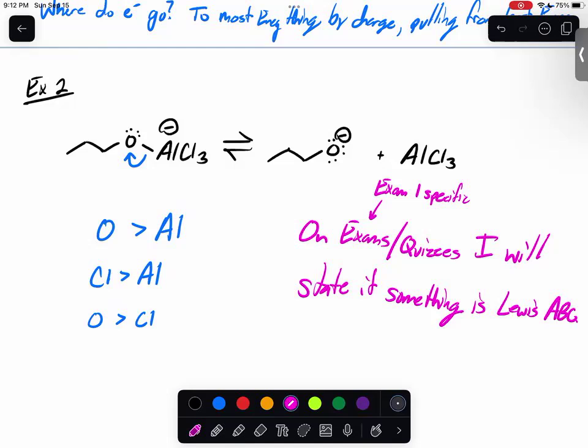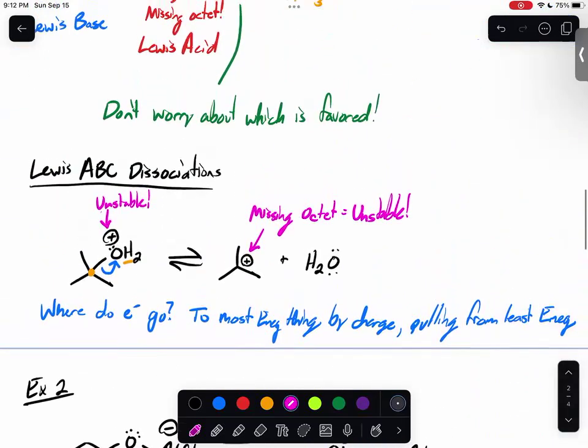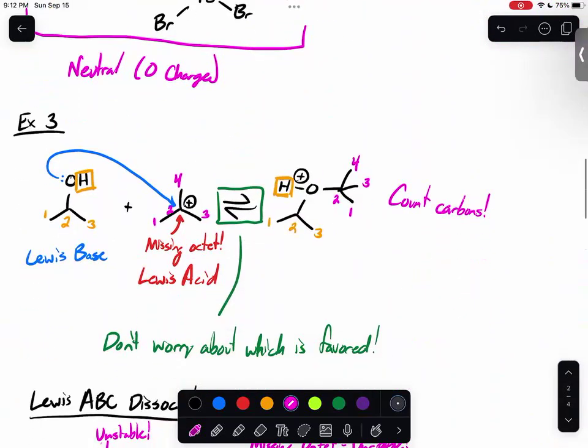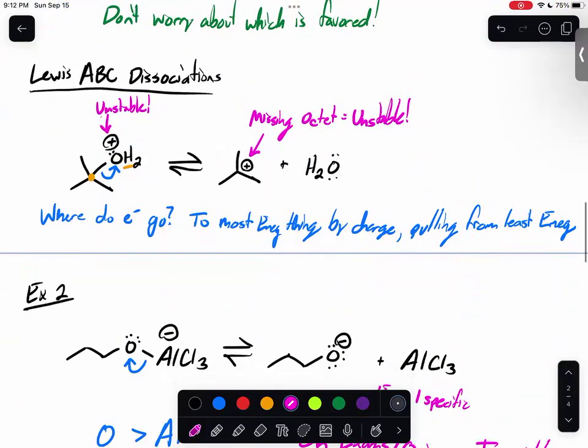And the two types that you really need to worry about right now are the associations, where two things come together to make one thing, normally because something has a missing octet, and Lewis acid-base dissociations, where one thing breaks into two, and it usually leaves you with something that is missing an octet.